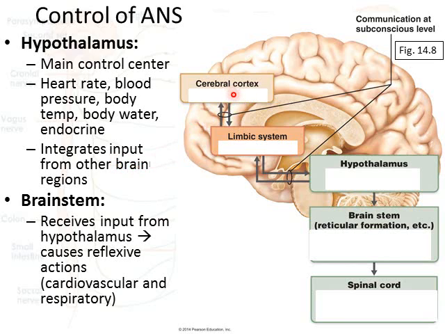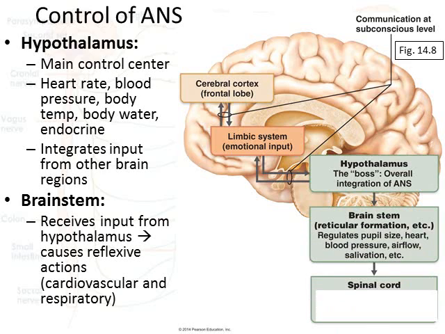So the cerebral cortex is going to send information down, mainly the frontal lobe. The limbic system is going to send emotional input in, and these signals are going to be processed in the hypothalamus, and then the hypothalamus is going to integrate all of these signals and send out the proper responses via the autonomic nervous system. And that's where the brainstem comes into play. This receives input from the hypothalamus and causes some reflexive actions, and those are going to be sent out via the brainstem or via the spinal cord. Those are all kind of reflexive actions there.